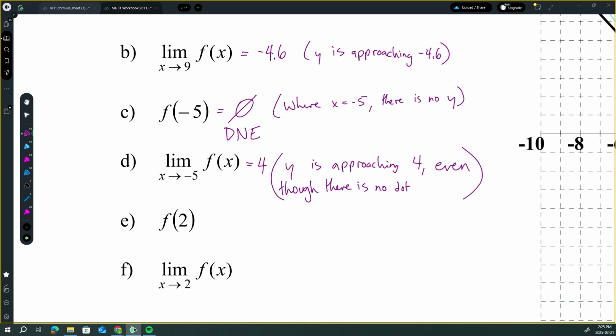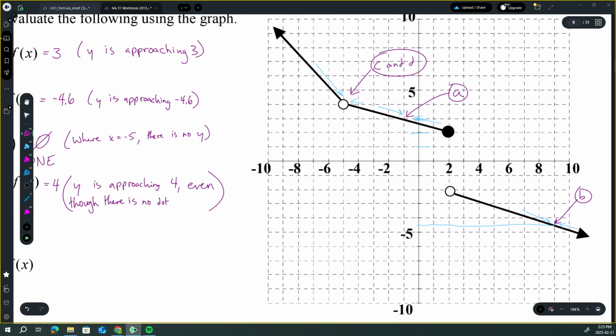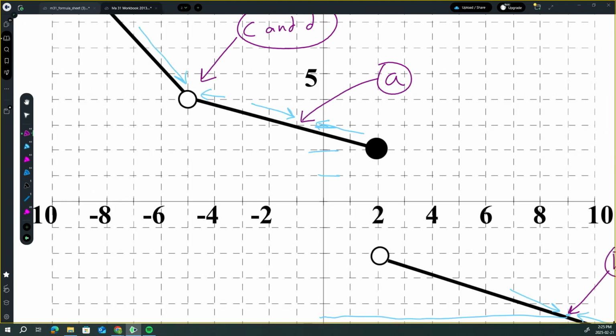Okay. Part E asks us to evaluate f of 2. So when our x value is 2, what is our y value, or f of x? Notice here, we've got 2 points where we have f of 2, but only one of these points is a closed circle or a filled in dot, whatever you want to call it. So that's what we pay attention to here, because the graph actually exists at this filled in dot. It does not exist at this hole or this open circle.